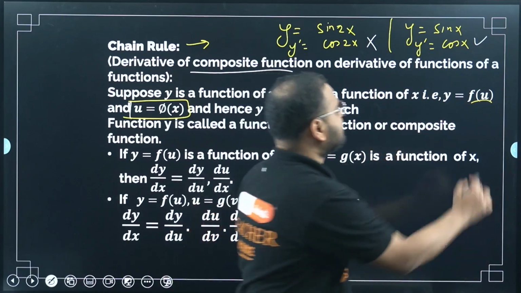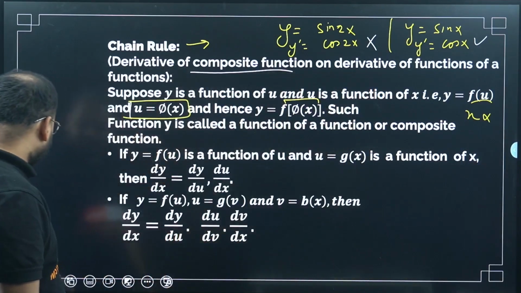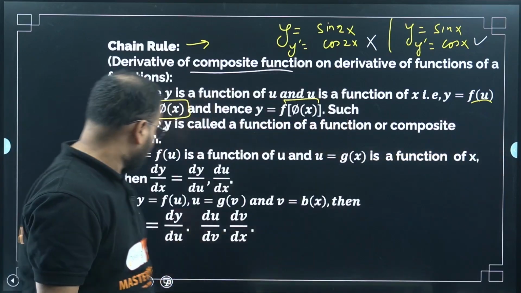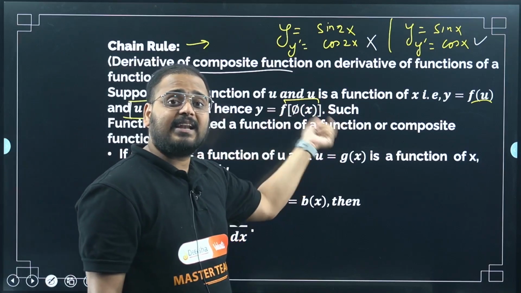No, sir, there is no x here. We don't have x over here. Then how will you find the derivative with respect to x? We can't find it, sir. X is missing over here. But if you write it in the composite form like this, f of phi of x, then x is present here.